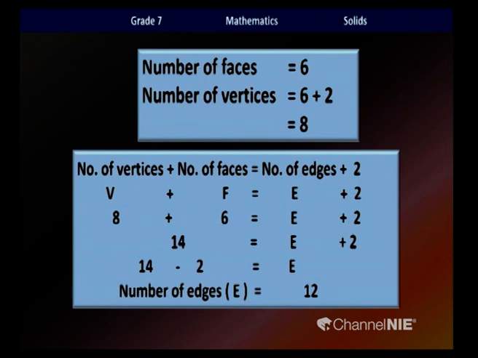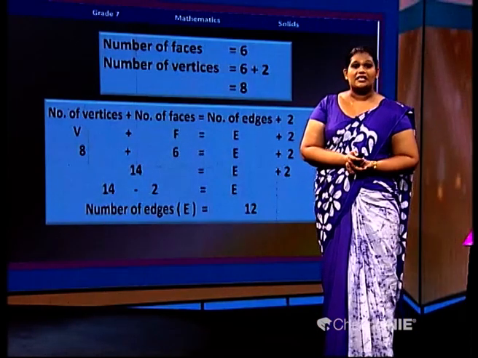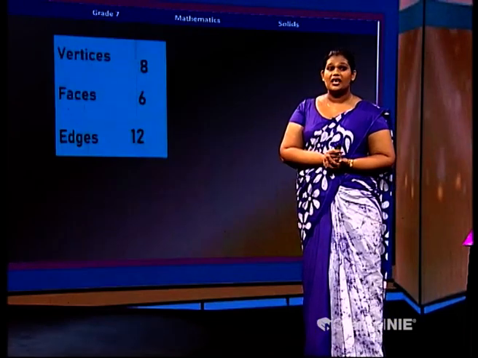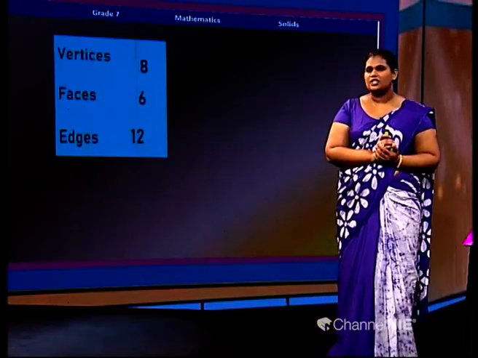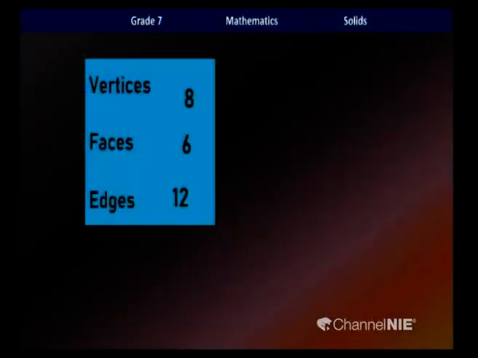So, E plus 2 minus 2 becomes E. 14 minus 2 becomes 12. Therefore, we can get the value for E as 12. That means the number of edges is 12 in this solid. Right. Now, we will summarize the features of this solid. It has 8 vertices, 6 faces and 12 edges.